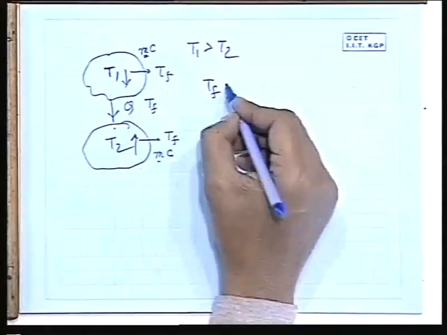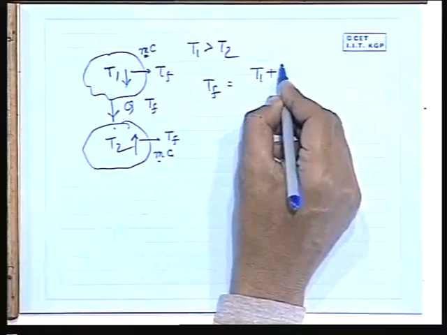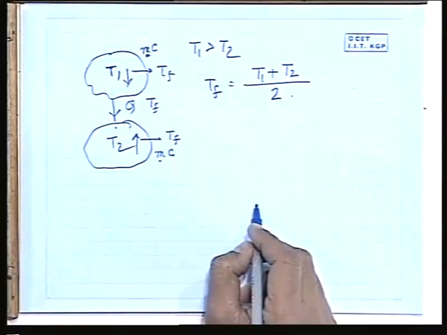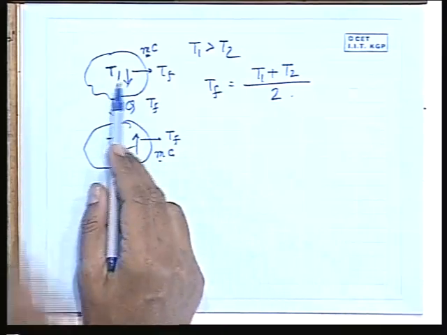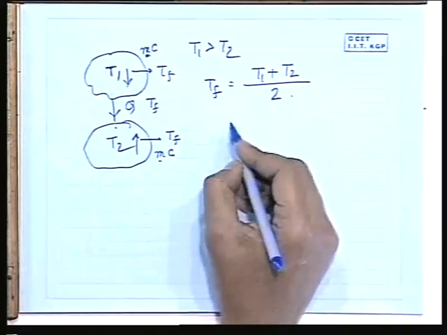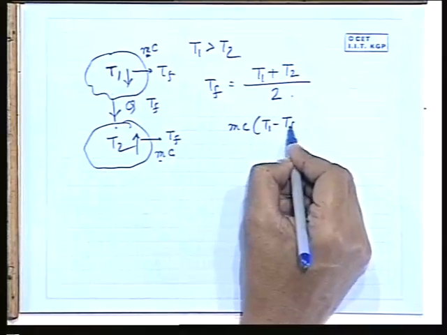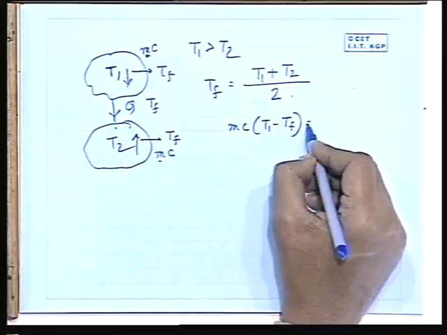If the heat capacities are the same, you know from primary school level that Tf is (T1 plus T2) by 2. That means this is the arithmetic mean. That means you make the energy balance. How to do it? m c (T1 minus Tf), that is the heat given by this, is the heat taken.